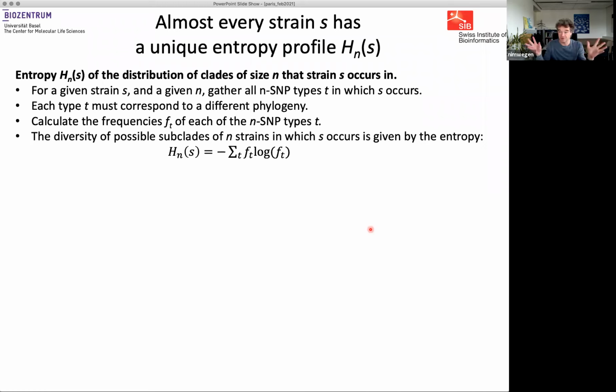So if I see different quartets of strains in which S occurs, each of these quartets must correspond to a different tree. And what I can now do is look at the frequency of all these quartets, and I can look at the entropy of this frequency distribution. So that's a measure of how diverse are the quartets in which my strain S appears along the alignment. And I can do this for each strain, and I can do this as a function of n. So I can look at pairs, triplets, quartets, and so on.